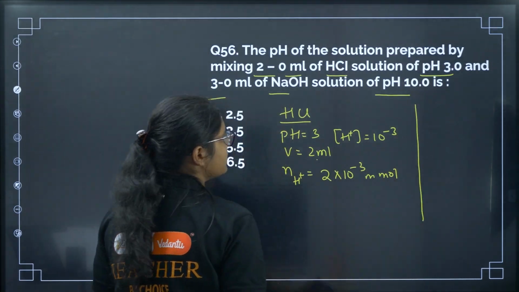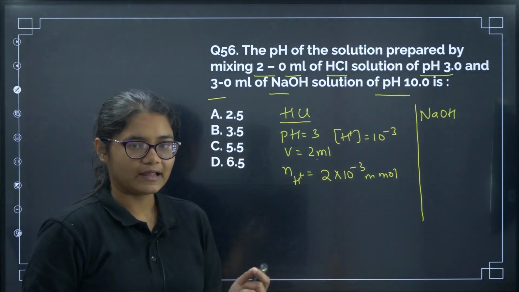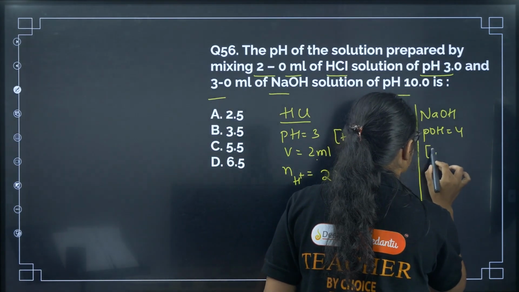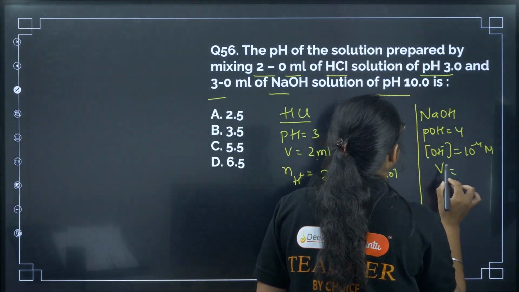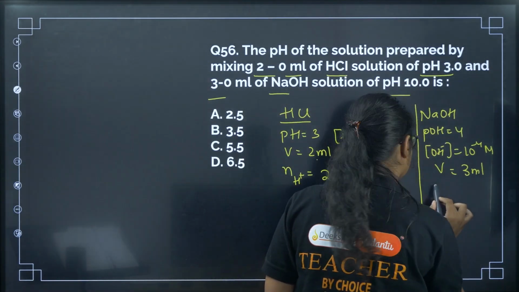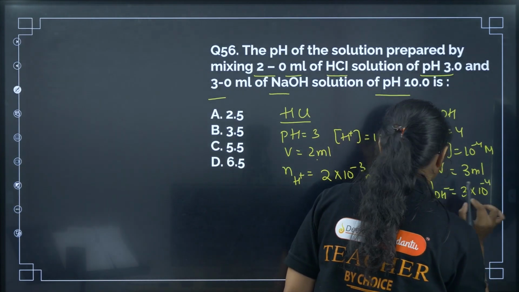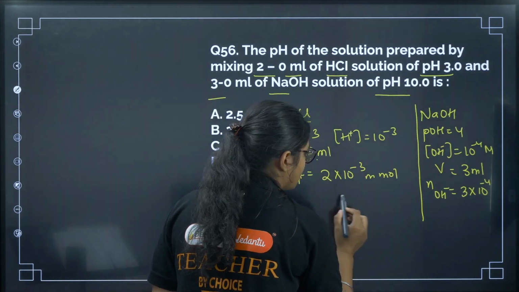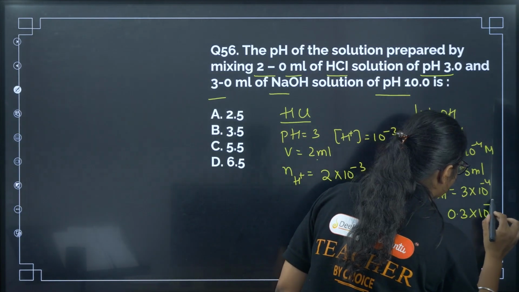Now let us do it for NaOH. The pH is given as 10, which means pOH will be equal to 4. That means the OH- concentration will be 10 to the power of minus 4 molar. And the volume is given as 3 ml. So the number of moles of OH- will be 3 into 10 to the power of minus 4. To make the power the same, I can write it as 0.3 into 10 to the power of minus 3.